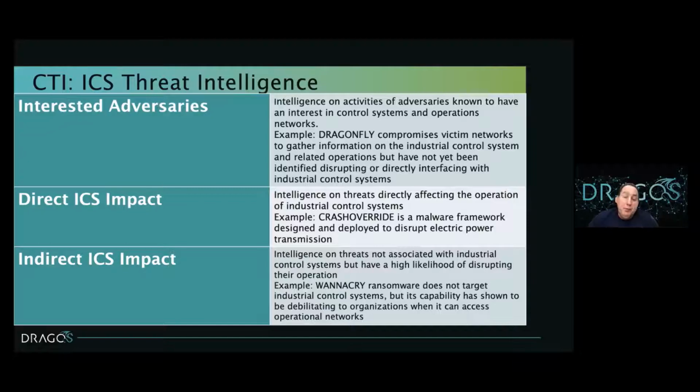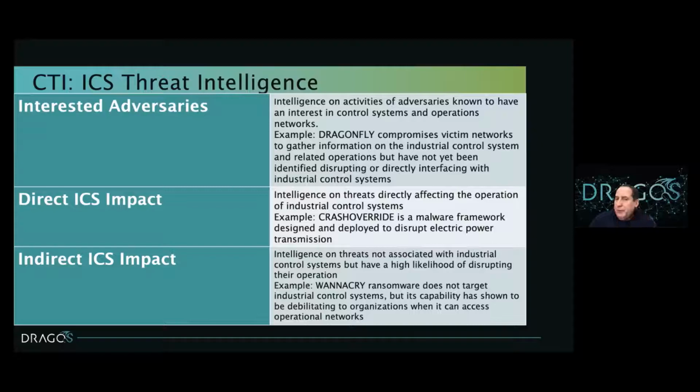Mentioning Dragonfly again, this was collecting information, but they haven't been identified disrupting or directly interfacing with the system. So we don't know. Contrast that to CrashOverride, intelligence on threats directly affecting the operation of industrial control systems. CrashOverride is a malware framework designed and deployed to disrupt electric power transmission.